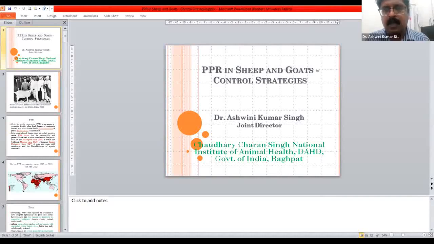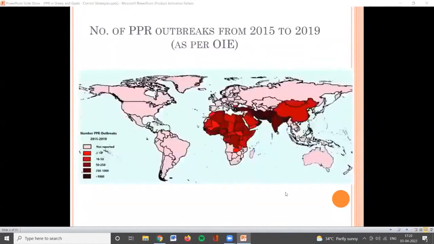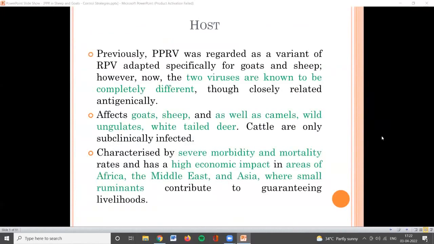PPR in sheep and goats and its control strategies. PPR is an acute or peracute, febrile, often fatal disease of ruminants, and it is caused by the Morbillivirus of the Paramyxoviridae family. As per OIE, in India, there were 250 to 1000 cases in 2015 to 2019. Previously, PPR virus was assumed to be a variant of rinderpest virus, but it was established that the two viruses are different.